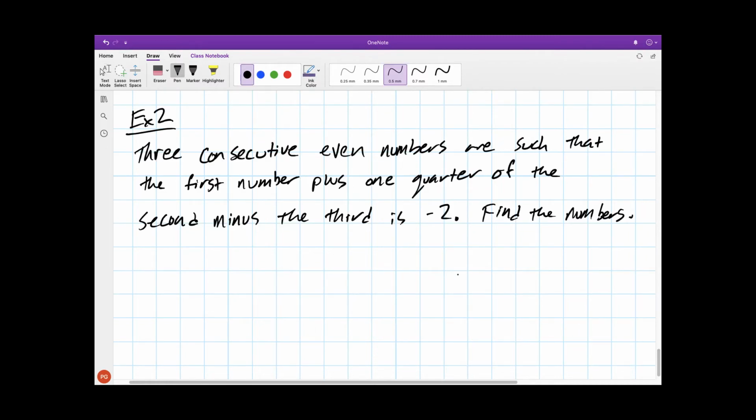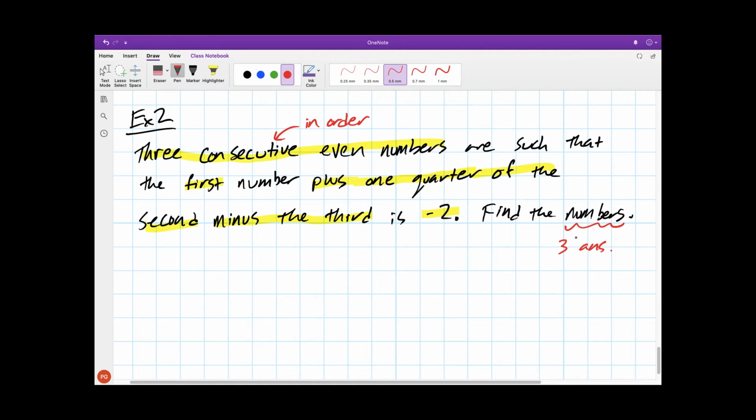Our second question about numbers has 3 consecutive even numbers, we're adding them together, and we're getting this result. So again, let's highlight the important information here. So we've got consecutive even numbers. Consecutive just means in order. So consecutive even numbers would be like 8, 10, 12. We're told some information about how they're being put together and that the result is -2.